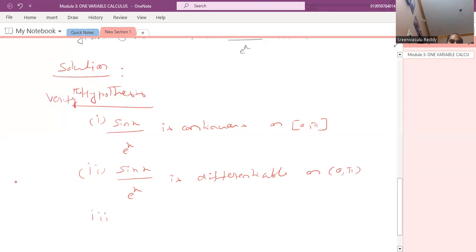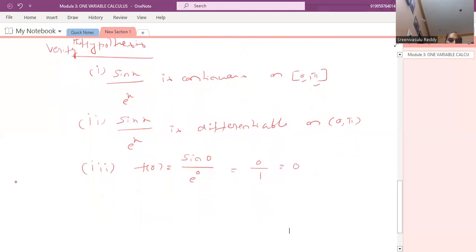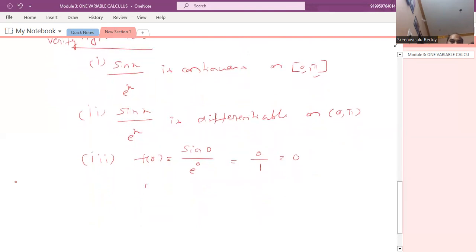Third one, substitute the f of 0 value, because one end of the interval is 0 and another end is pi. F of 0 means sin 0 by e power 0. Sin 0 is always 0. E power 0 value is 1. 0 by 1 equal to 0. Similarly, find f at the other end point, which is pi. F of pi becomes sin pi by e power pi. Sin pi value is 0. E power pi is a non-zero value. 0 by a non-zero value is 0.